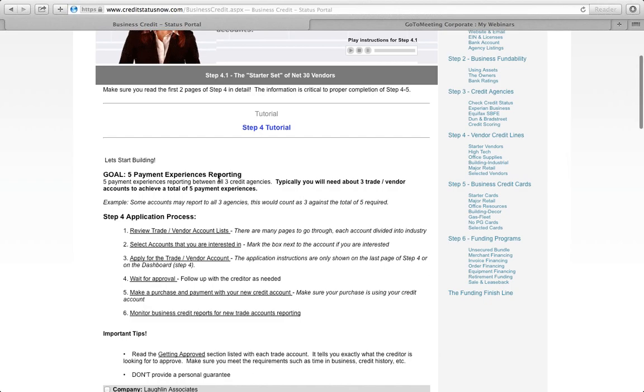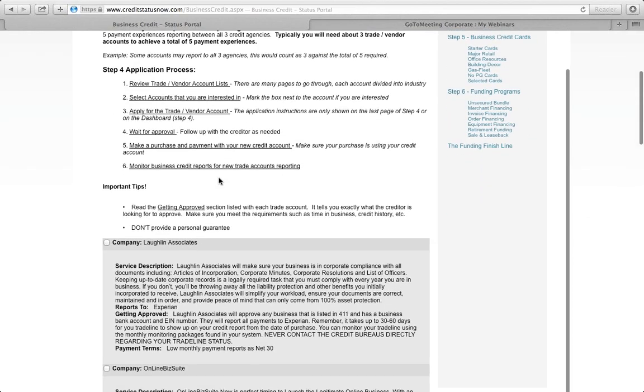So what I'm saying there is you don't need 5 separate accounts. Scratch that, as if I couldn't make it more confusing. You don't need 5 different accounts. You need 5 different payment experiences. So if you get trade accounts that report to all 3, you probably only need 2 or 3 to get to that total of 5.